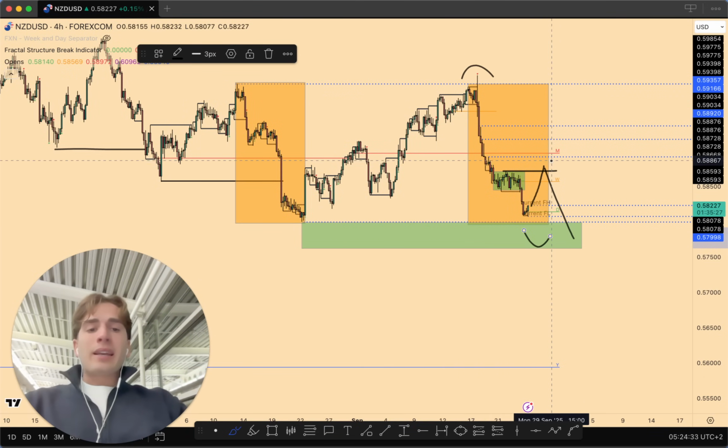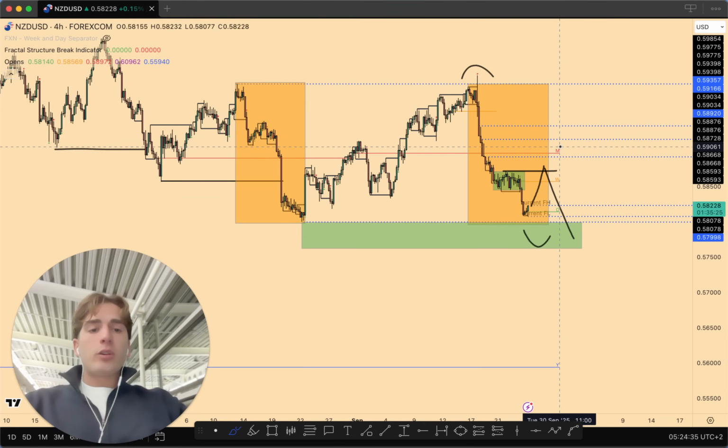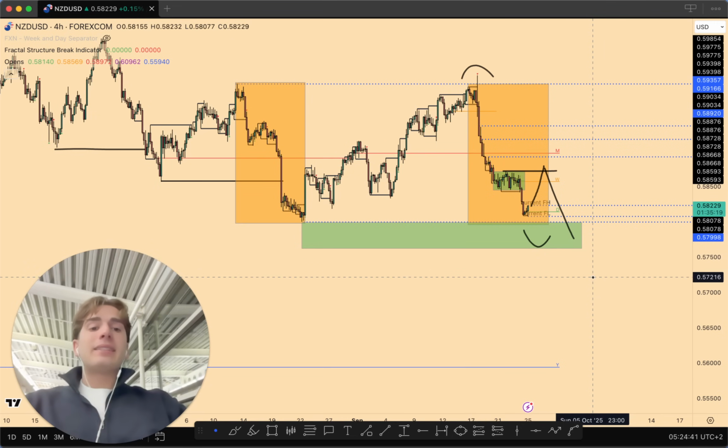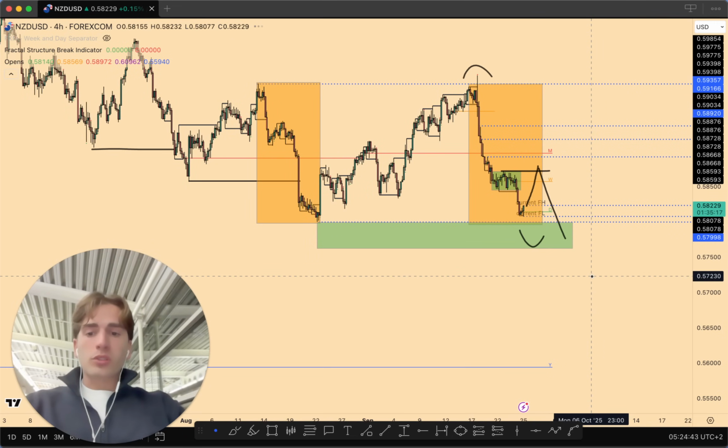So let's see if we can get one more shorting opportunity once we take out liquidity, maybe even rejecting the monthly open, and then look for shorts down towards this liquidity low. And if that happens, that is then the setup that I'll be looking for, those shorts on NU.